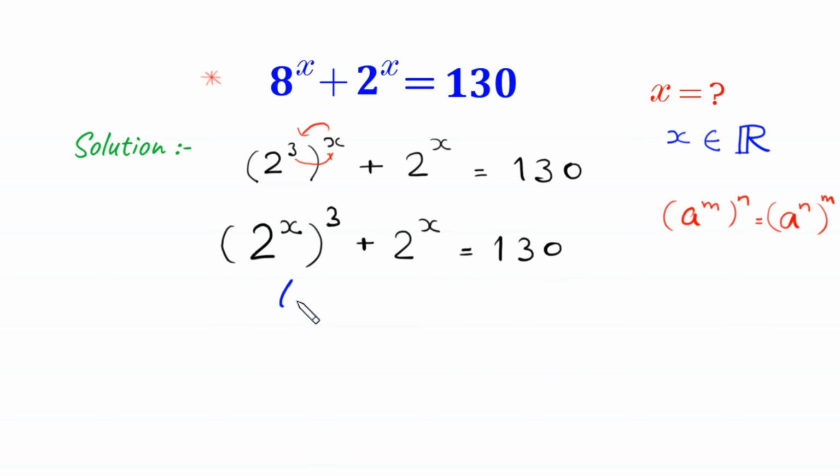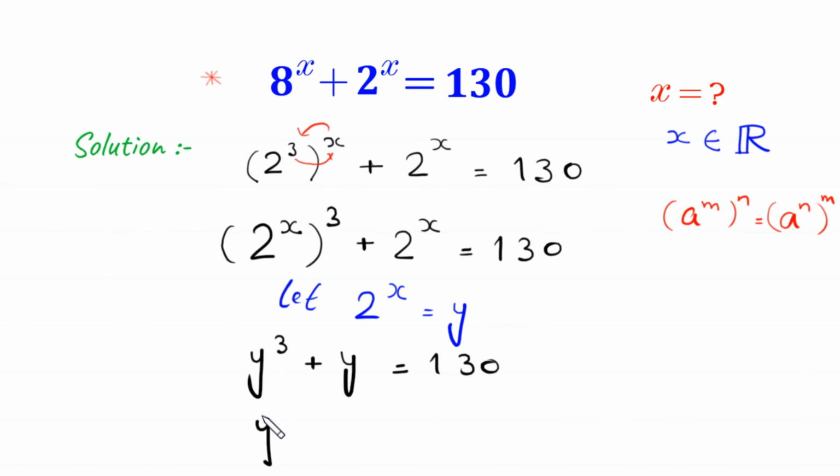Now we suppose that 2 to the power x is equal to y. So this equation will become y cubed plus y is equal to 130. We move this 130 to the left hand side. This will become y cubed plus y minus 130 is equal to 0.